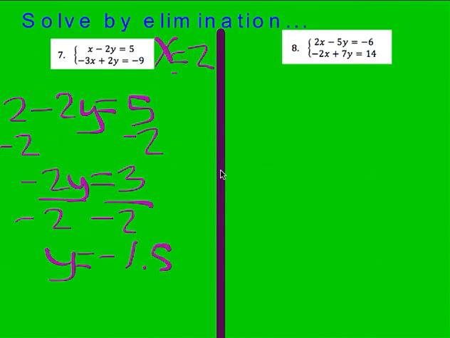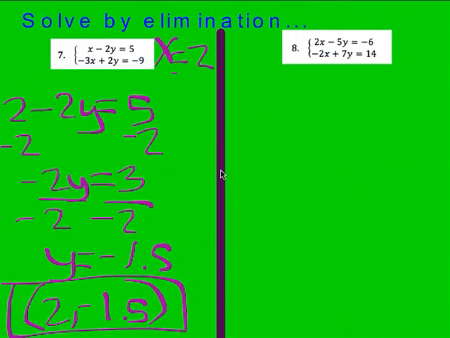Very rarely when you do this will you get a decimal, and whenever you do get a decimal, it's going to be a very simple decimal like 1/2 or 0.5. So if you do get an icky decimal, you probably did something wrong. So our answer then is 2, negative 1.5. So that's our final answer for number 7.